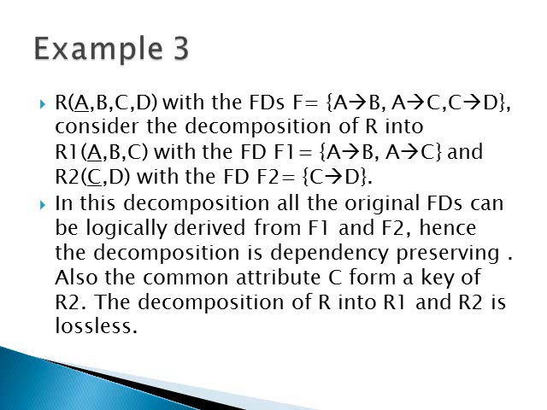Example 3. Again there is a relation R and four attributes A, B, C, D with functional dependencies. We have three functional dependencies: A tends to B, A tends to C, and C tends to D. If we decompose this relation into two relations R1 with A, B, C with functional dependency A tends to B or A tends to C, and R2 with C, D with functional dependency C tends to D.